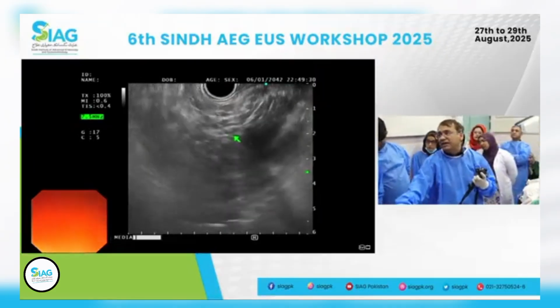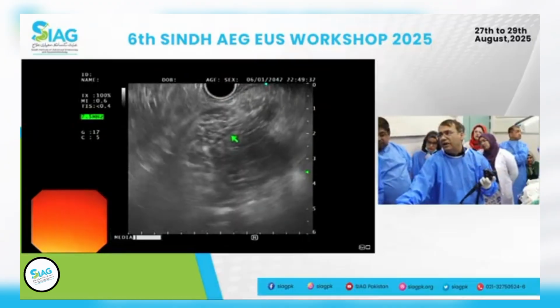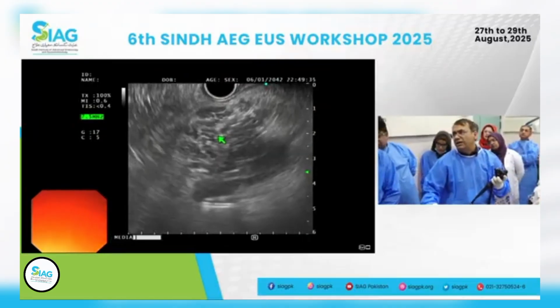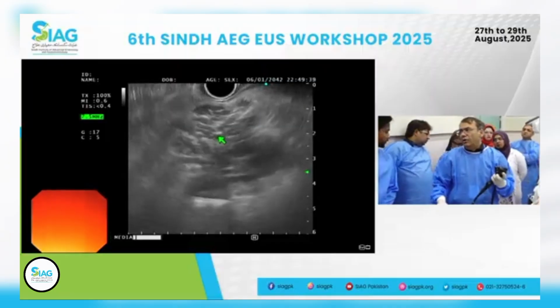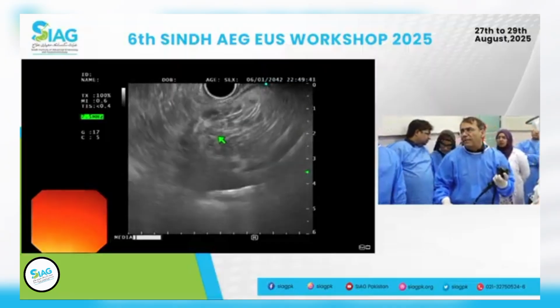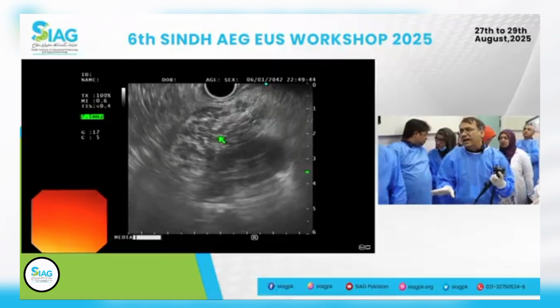Okay, and this is the duct. I think I pointed that out earlier. While you have parenchymal changes of chronic pancreatitis, the ductal changes are not there.